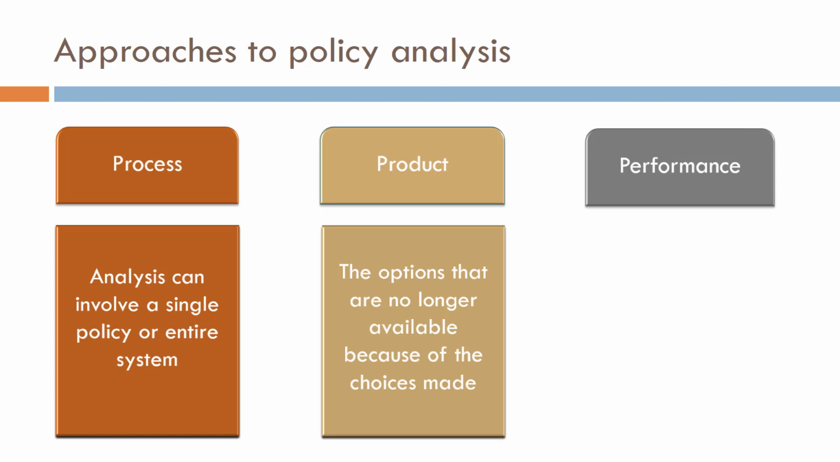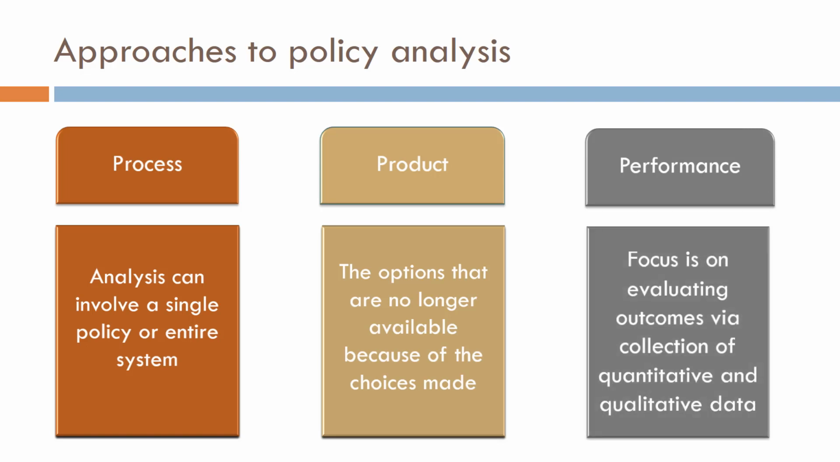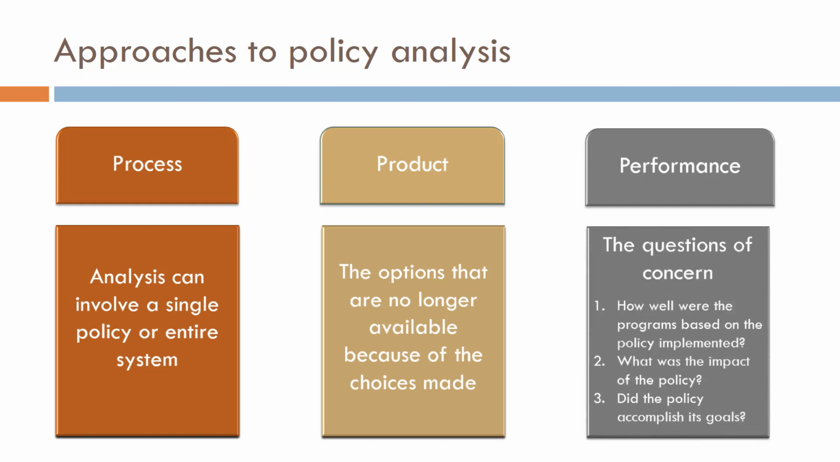Okay, the third P is performance. Performance analysis is interested in evaluating outcomes. So there has to be some data collection, quantitative and qualitative usually, to understand the outcomes of the policy. So the questions of concern are, number one, how well were the programs that usually come from policies implemented? Number two, what was the impact of the policies in a variety of areas? What was the impact on clients, the public, etc.? And then ultimately, number three, did the policy accomplish its goals? So what did it say it was going to do, and did it actually do those things?